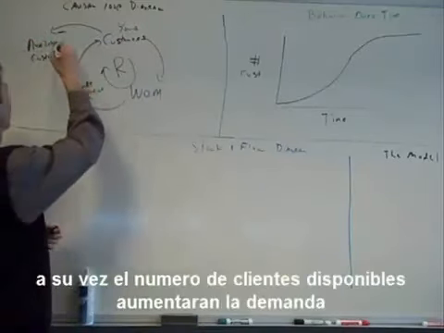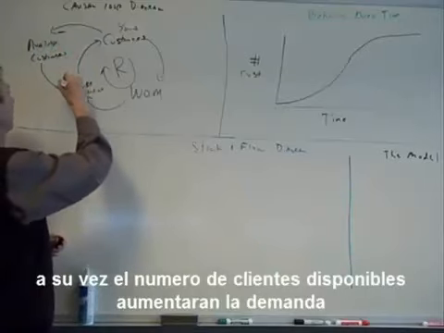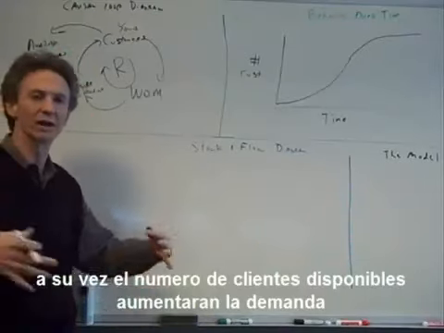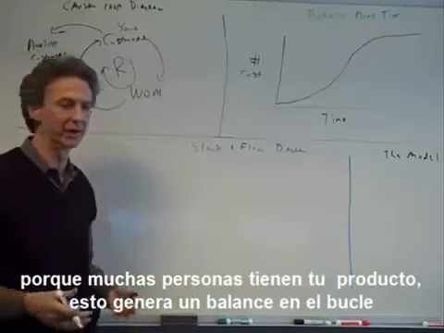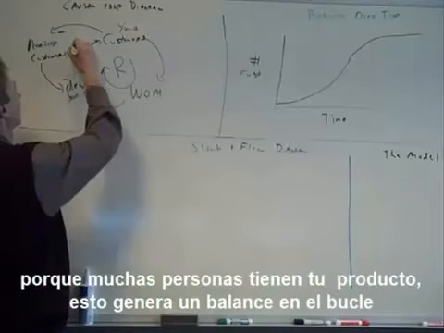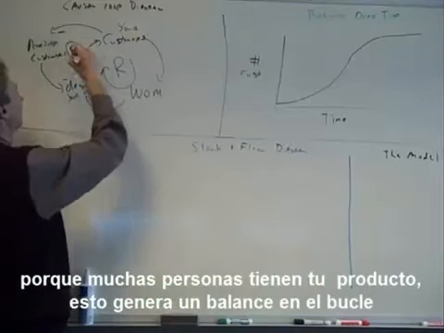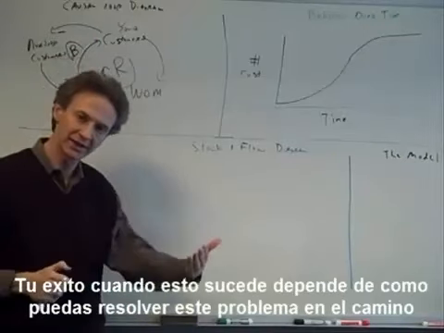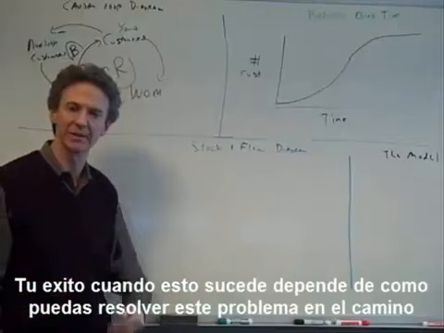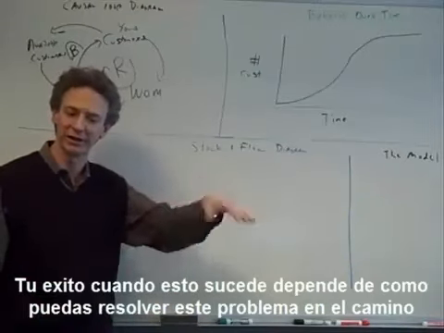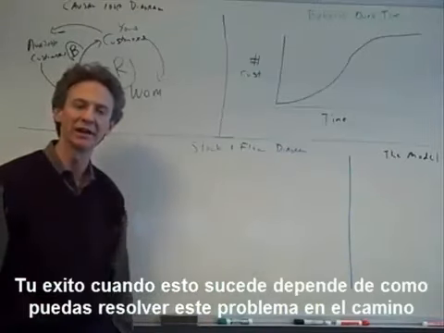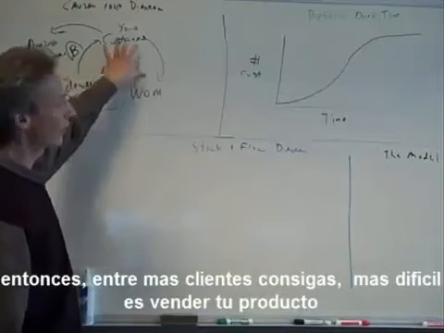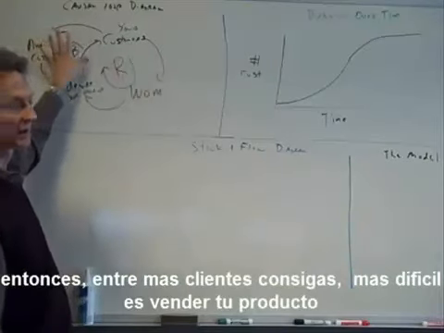And the number of customers driving down the number of people that want your product, because many people already have your product. So this ends up being a little balancing loop. Your success, and this happens in system dynamics all the time, is kind of sowing the seeds of failure, or at least of trouble down the road. So the more customers you get, the less you can sell it to.